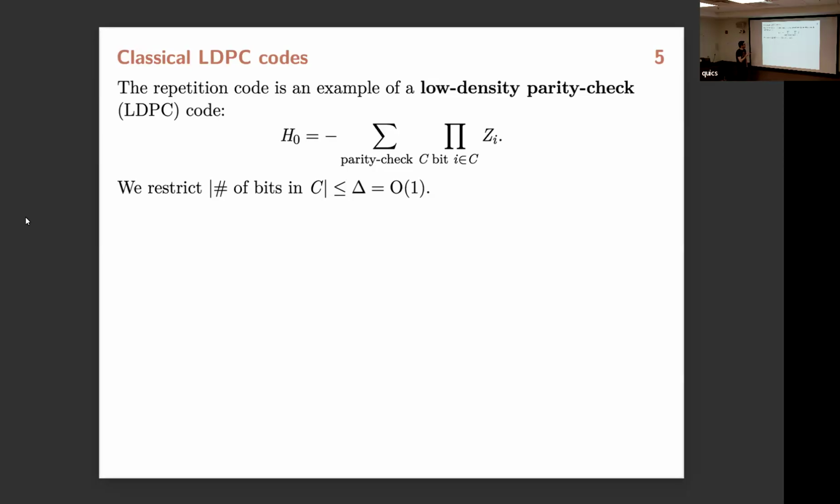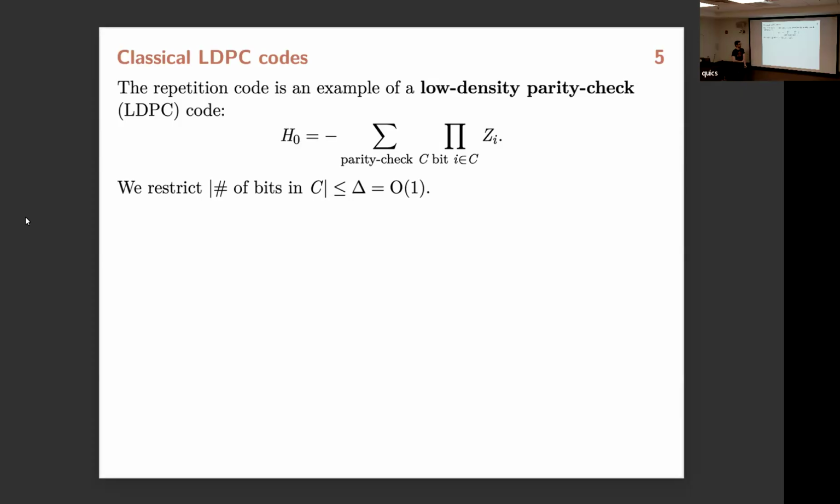We can think of generalizing our repetition code, our 1D Ising model, by instead thinking about a Hamiltonian H0. This will be our fixed point in the code phase, which is a sum over what I'll call parity checks labeled by C. Each C will be the product of an order 1 number of Pauli Z's, Z_i. It's a parity check code because of these products of Z's being either -1 or +1. And it's low density if there's an order 1 number of Z's in each term, and each Z_i shows up in an order 1 number of times.